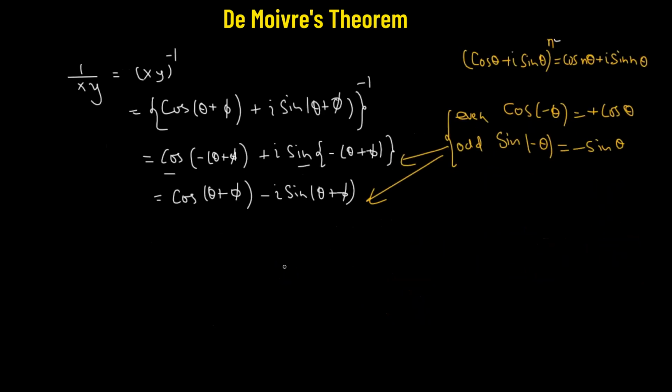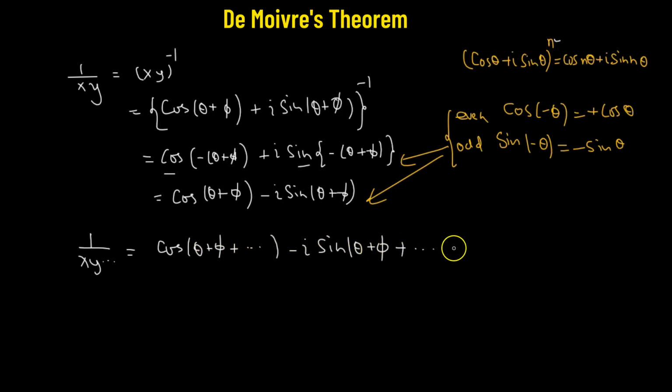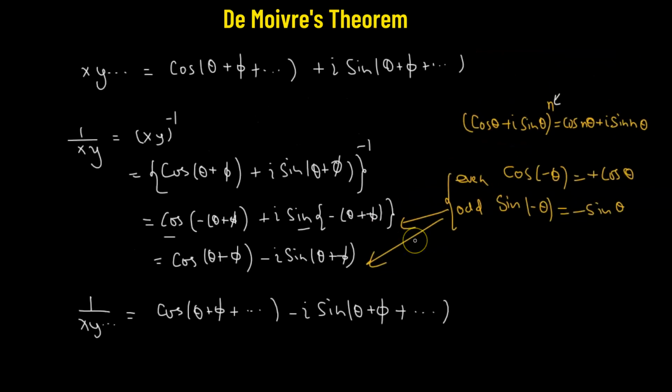Fine. So that would mean that if we have 1 over x, y, and the rest of the angles, this will be simply equal to cosine of theta plus phi plus the rest of the angles minus iota times sine of theta plus phi plus the rest of the angles. So here we have obtained, let me label this as number 3, and this is going to be number 4. Now we will add 3 and 4 together, and we will see that the imaginary part will cancel out and we will be left with only the real part.